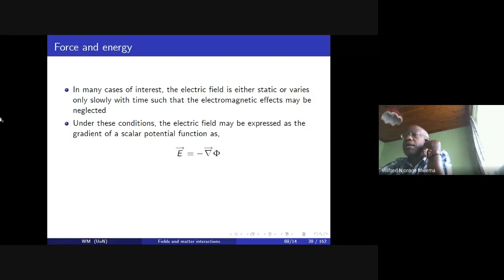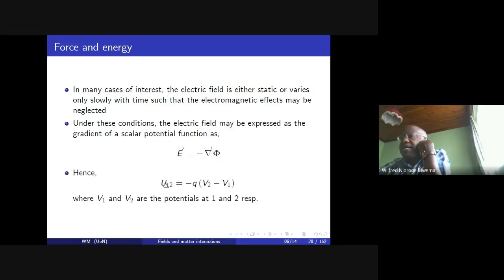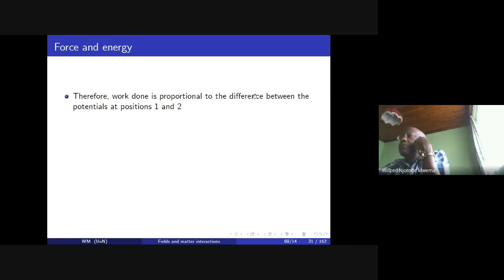So under these conditions, the electric field may be expressed as the gradient of a scalar potential function, just like we said before for the TEM waves, where E can be written as minus the gradient of phi, where phi is a scalar electric potential function. Therefore, we can write that U1→2, the work done, is given by the change in the potential, or the potential difference between position 1 and position 2. So work done is proportional to the difference between the potentials at positions 1 and 2.